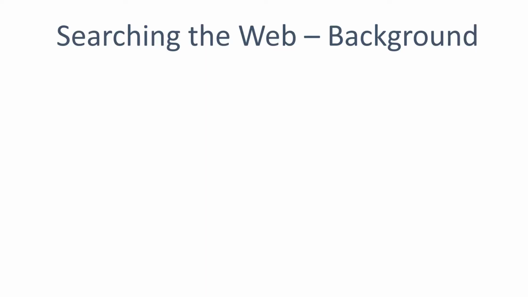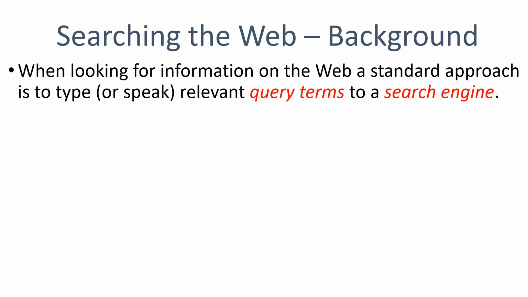So here's a bit of background to what searching for information on the World Wide Web might involve. We're looking for information on a particular subject, and the standard way we do that is we type, sometimes with voice recognition systems, so we will speak, a relevant, what is called query term, and we will offer that query term to a search engine.